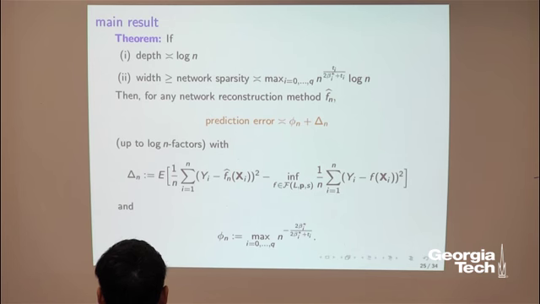Now, the result comes with two assumptions on the underlying network architecture that you have to assume or to use. The first one is that the depth of the network should scale like log of the sample size. And the second one is on the width of the network, which should be larger or equal than this weight.